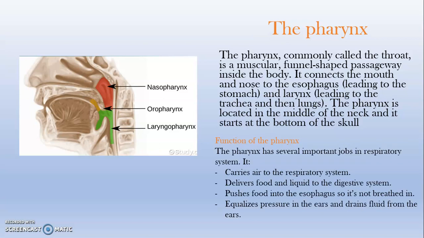The pharynx has several important jobs in the respiratory system. It carries air to the respiratory system, delivers food and liquid to the digestive system, pushes food into the esophagus so it's not breathed in, and also equalizes pressure in the air and drains fluid from the ears.